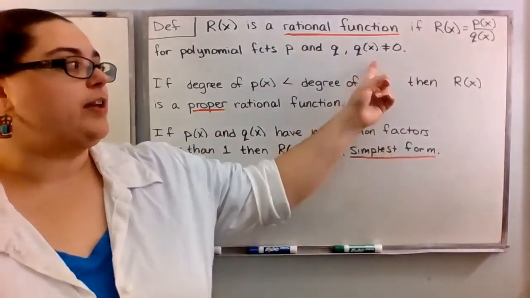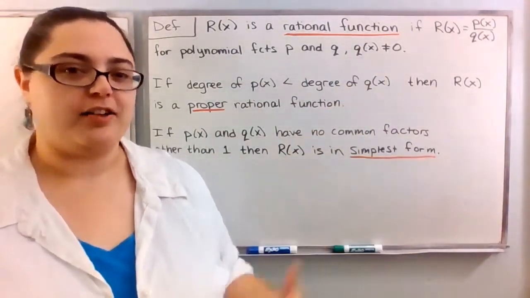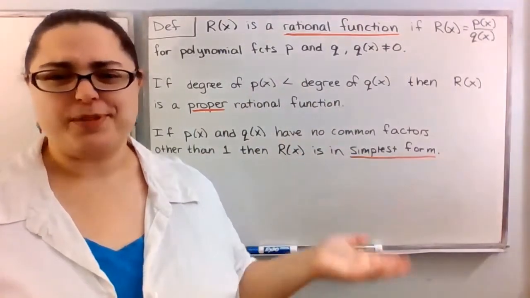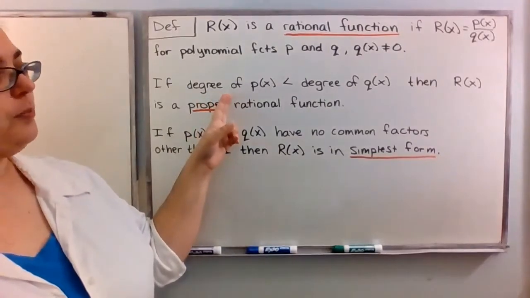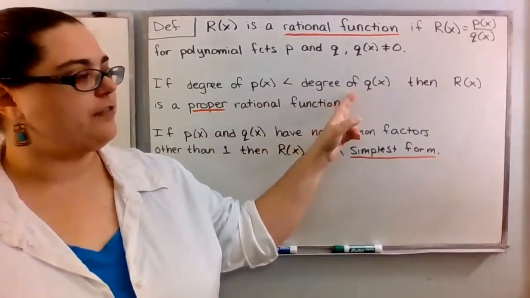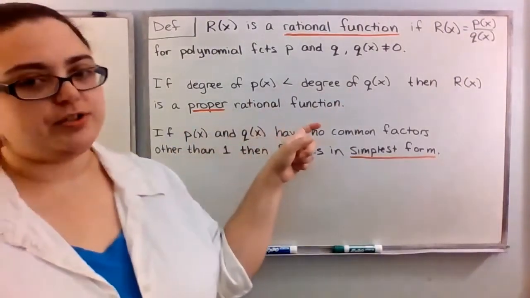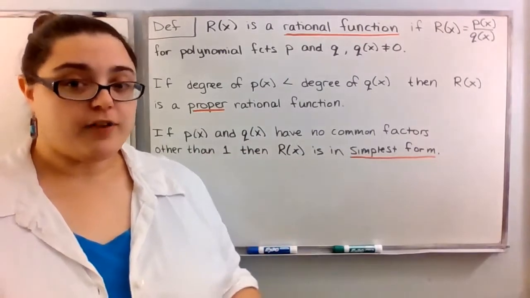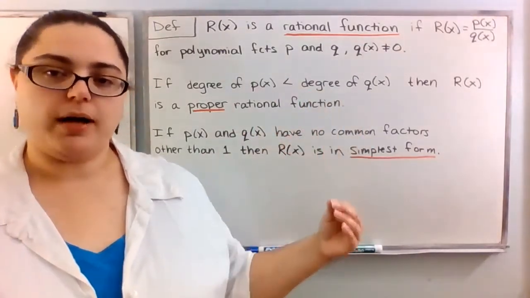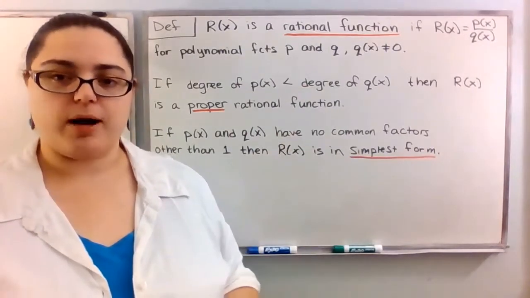And of course, we don't want the denominator to be the zero function because then we can't divide and the function would explode. Now, if the degree of the numerator is less than the degree of the denominator, then we're going to say R of x is a proper rational function, just like we would do with fractions. If you have a fraction where the top is smaller than the bottom, then that's a proper fraction. Otherwise, it's going to be improper.